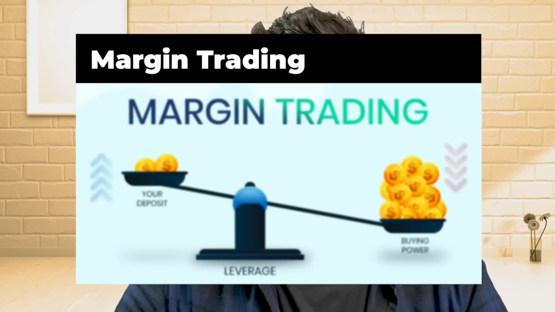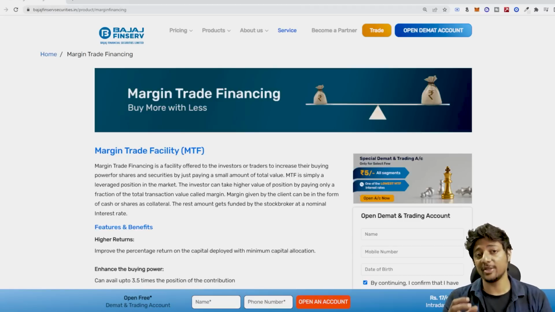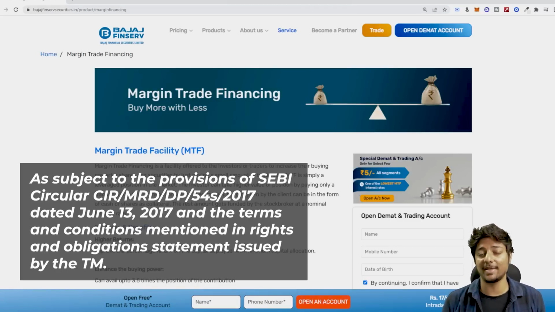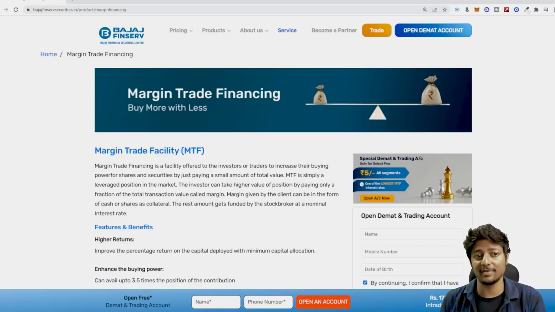Now third is called margin trading. Now let me just show you how this looks. Cool. So let me just show you what margin trade financing is. Let me explain in more detail. Currently I'm on the Bajaj Financial Securities website, which is a 100% subsidiary of Bajaj Financial. So let's understand what margin trade facility is, right?